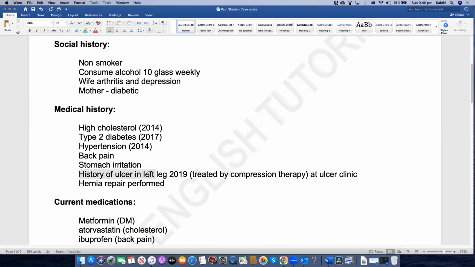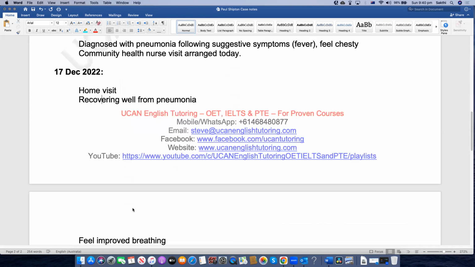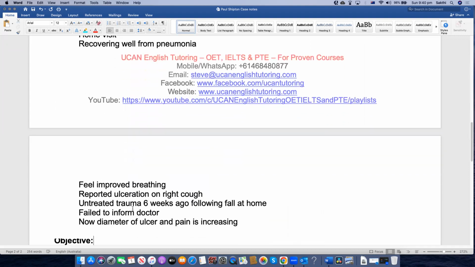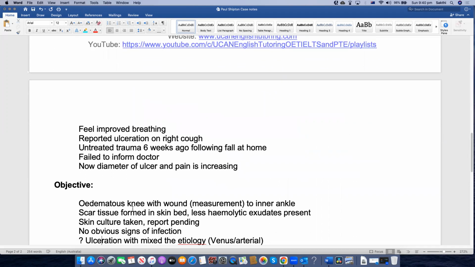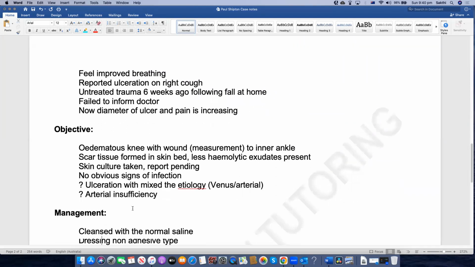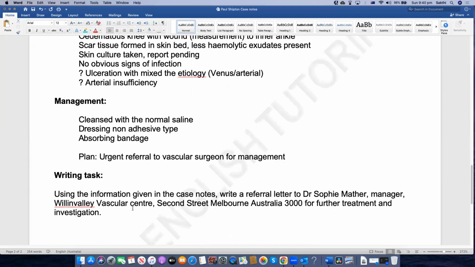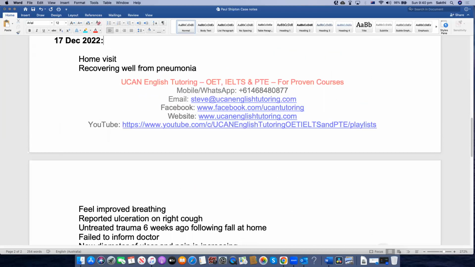History of ulcer in the left leg in 2019. Well, I believe this is going to be an unknown case, but let's have a look at it quickly. Has the patient ever visited the recipient in the past? I don't think so. No, not until now. They didn't say anything about the recipient's organization here, or about the patient's visit to the doctor. So it's going to be the first time referral letter. So it is an unknown case.